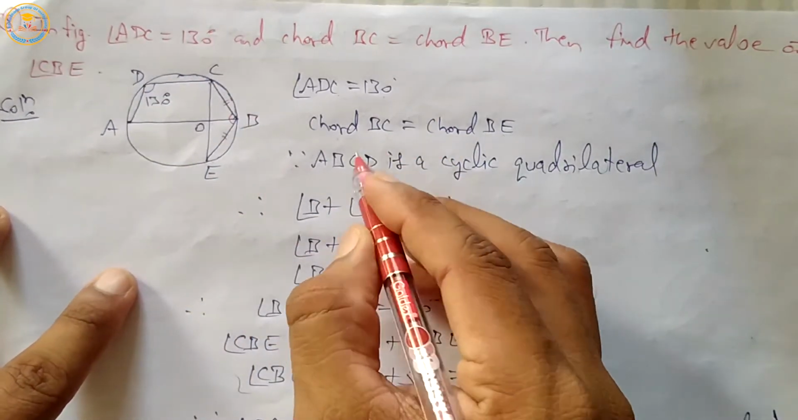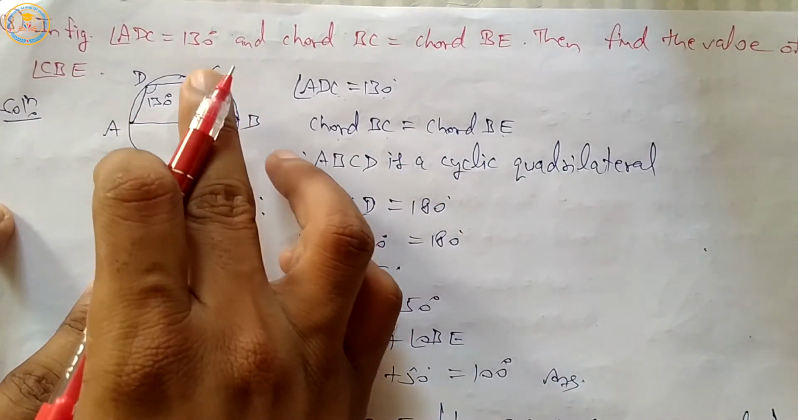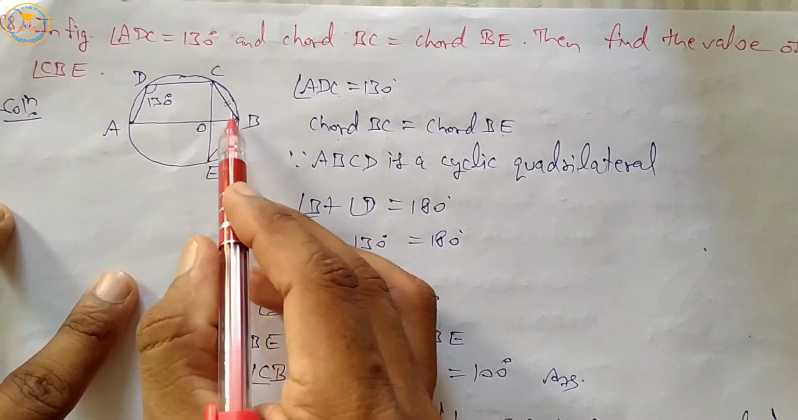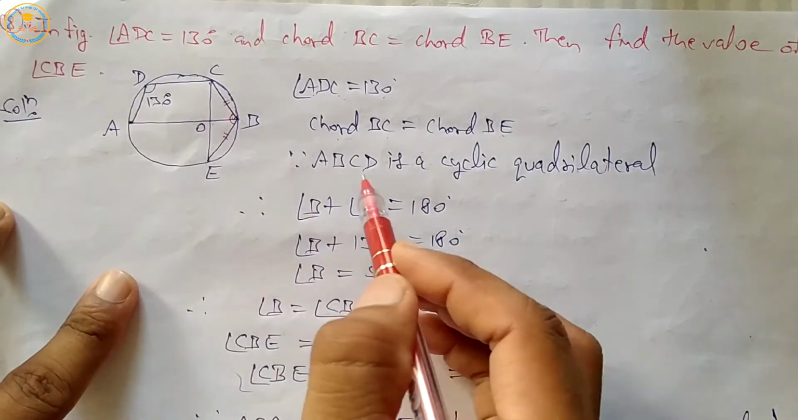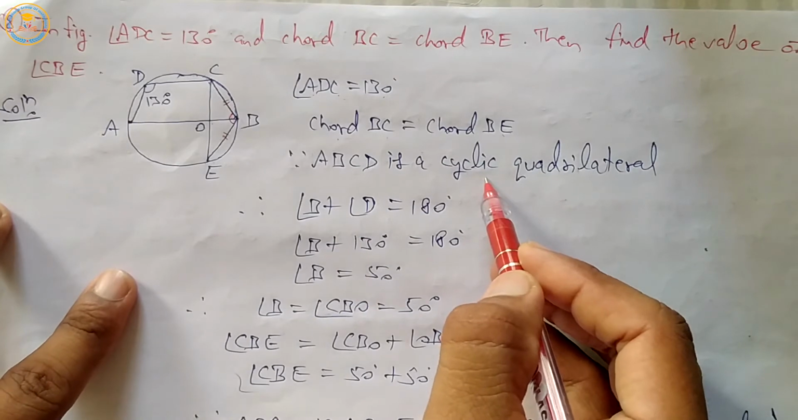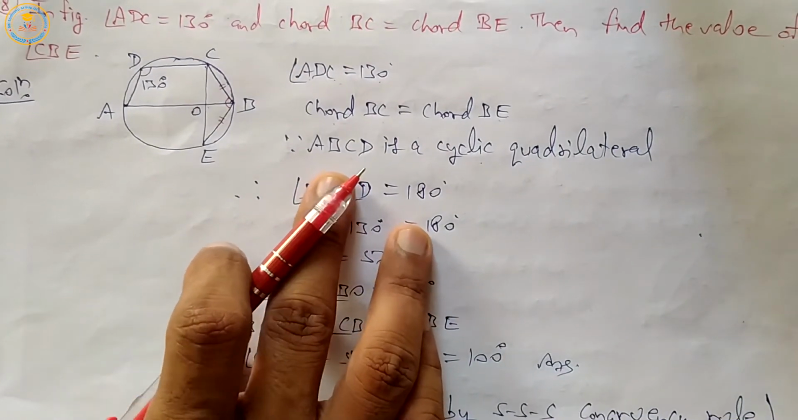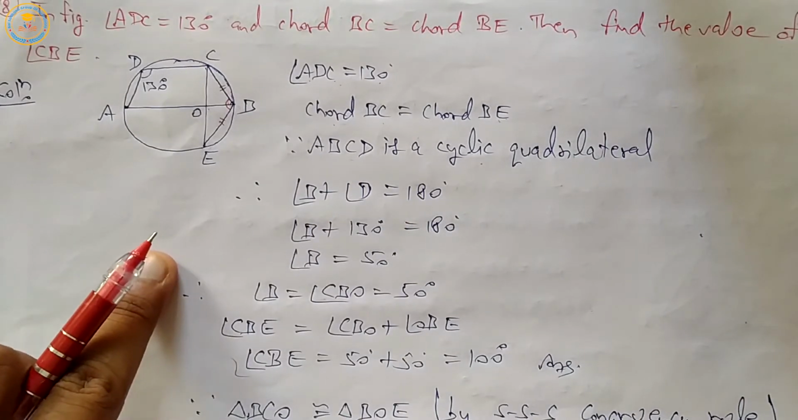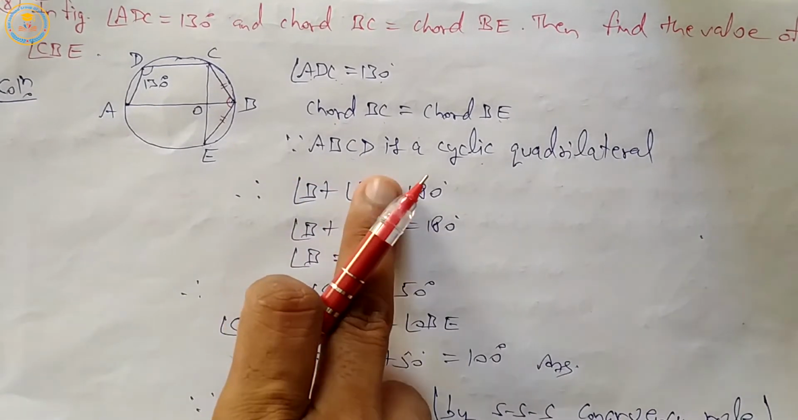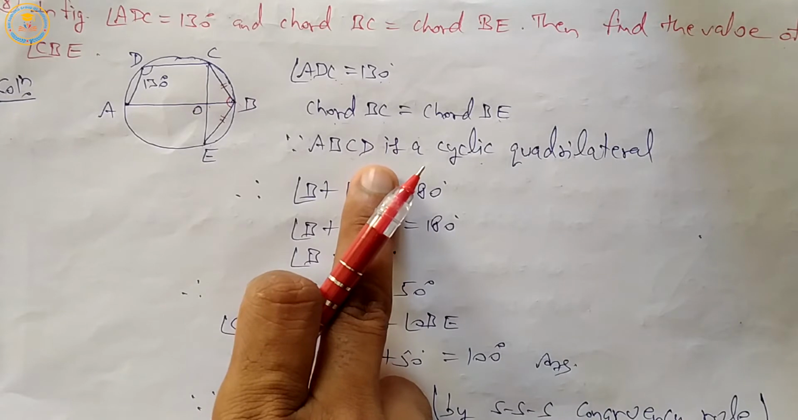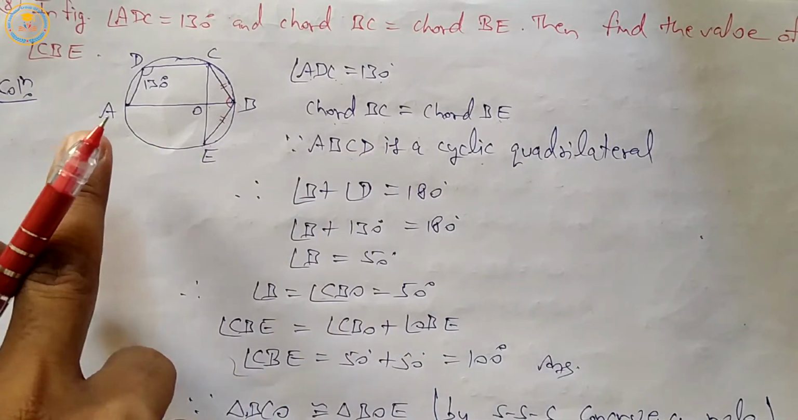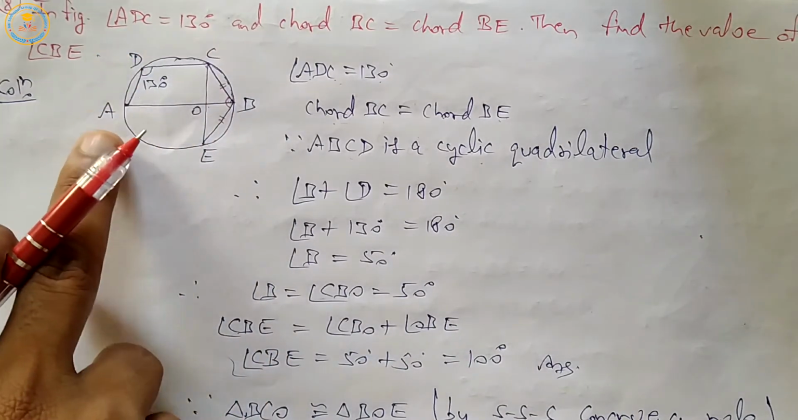ABCD. Okay, ABCD is a cyclic quadrilateral. Clear? Now, in a cyclic quadrilateral, we know, according to the previous question number 7, that the sum of opposite angles in a cyclic quadrilateral is 180. Therefore, here ABCD is a cyclic quadrilateral.